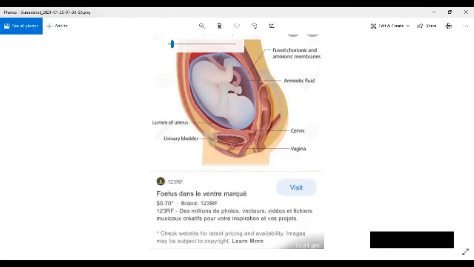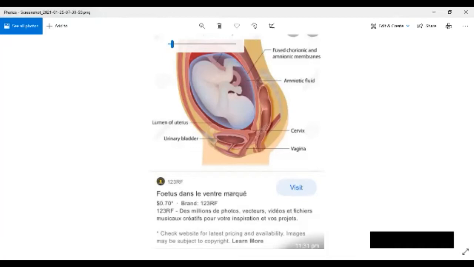Through the umbilical cord, the baby is getting food from the mother's blood. Otherwise, the baby can't get food. Only from the mother it can get the food. So it is from the mother's blood that it is getting the food through the umbilical cord.